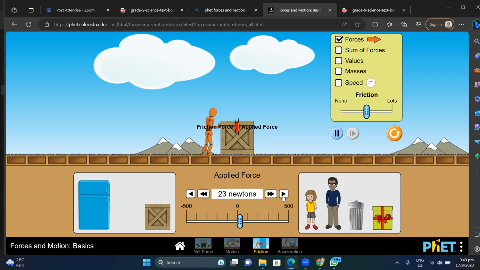The friction force, now, at 23 it doesn't move. At 24 it doesn't move. At 33 it doesn't move. It still doesn't move. Friction force is very high. Let's increase the force more. It's still not moving because of the friction force.